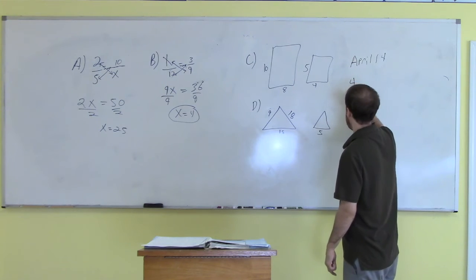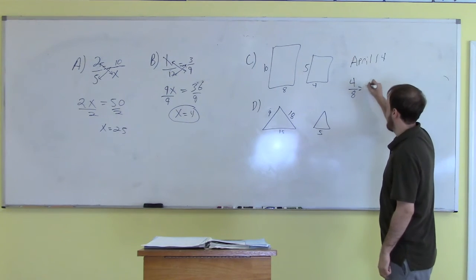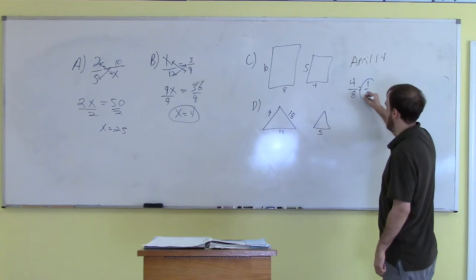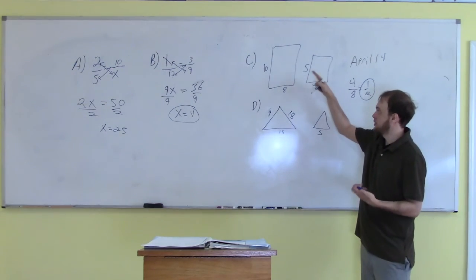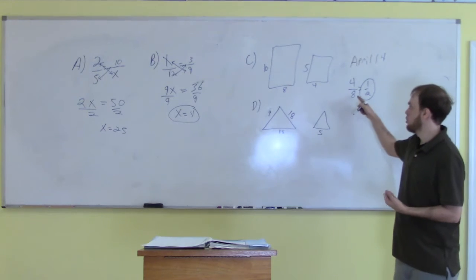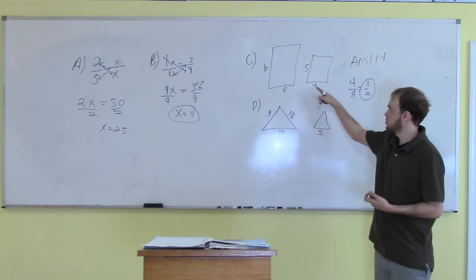So 4 over 8, and then reduce, and that would be 1/2. So 1/2 would be the ratio. In other words, this one is half as big as that other one. So the ratio would be 4 over 8, so this one over the 8.